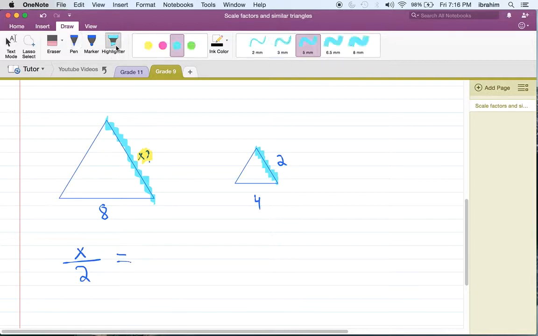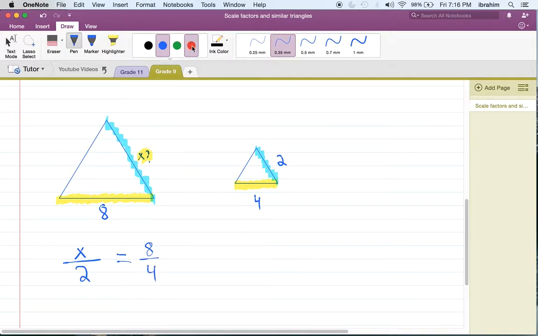I'm going to go back to the original triangle, which is this one, and then use any of the lengths. You can use the horizontal one or the one on the side, but the trick is it must be opposite to the corresponding one on the other triangle. So if I'm using 8, then I'm going to have to use 4 on this triangle. So I'm just going to write this down: 8 divided by 4.